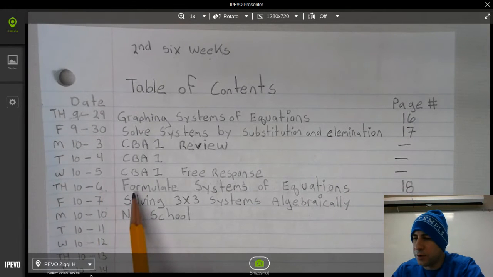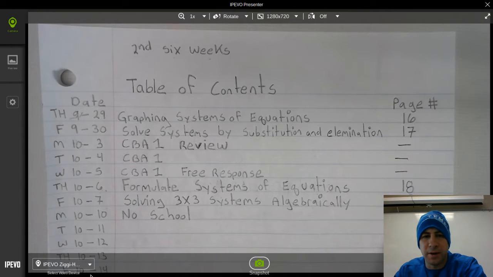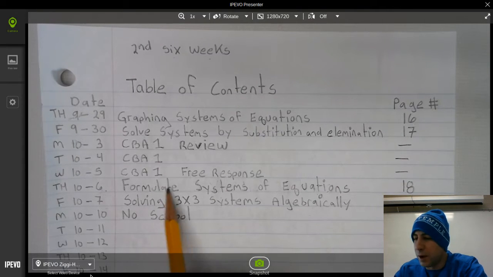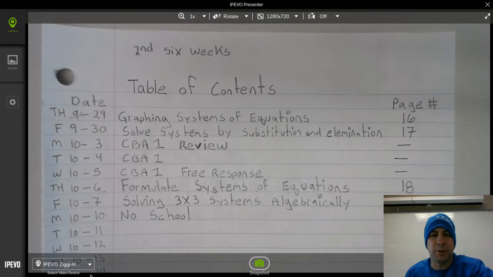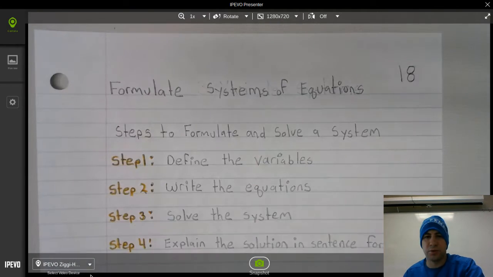Today is Thursday, October 6th, Formulate Systems of Equations, on page 18. Formulate is just a new word for writing, so we're going to write systems of equations. If you would, pause your table of contents. Now that your table of contents are paused, let's look at your notes.